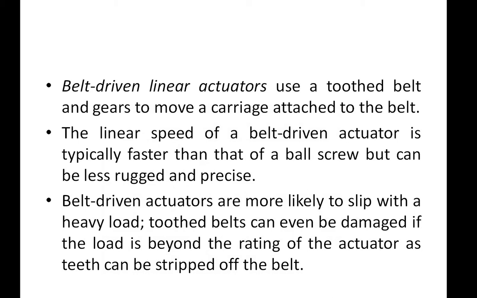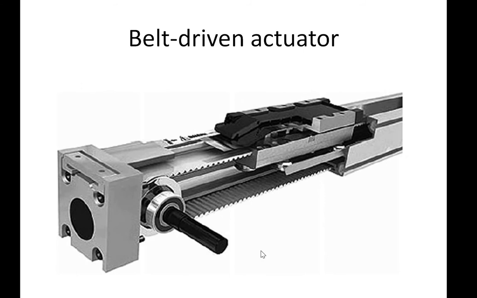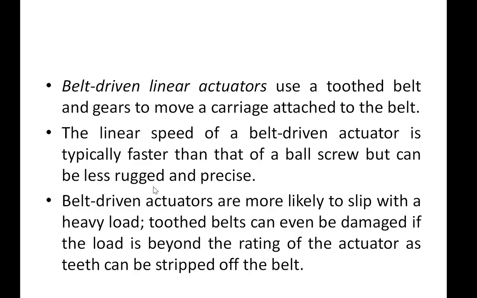Now another is the belt driven linear actuator. So here the belt driven linear actuator uses a toothed belt and a gear to move a carriage attached to the belt. So here you can see the diagram. This one is called the belt, and this total arrangement is called the actuator. So here you can see the theory part.